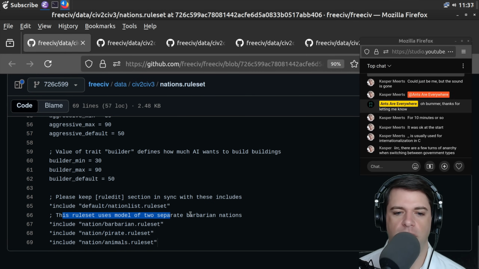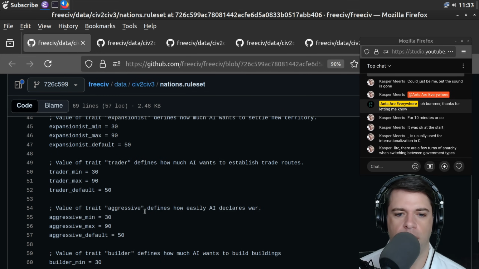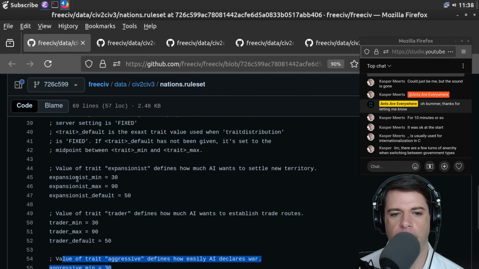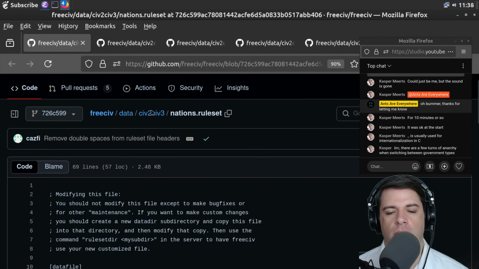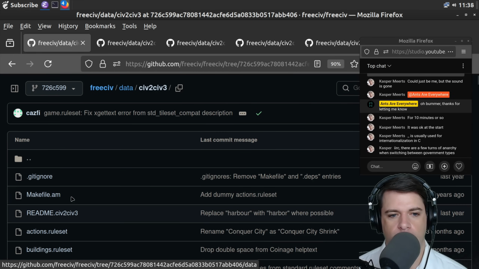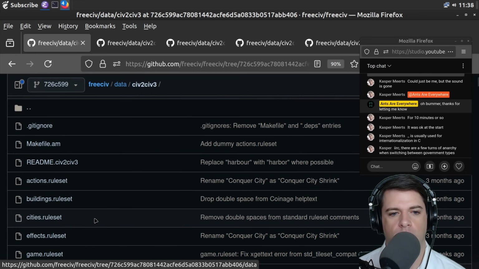This rule set uses model of 2 separate barbarian nations. The value of trait aggressive defines how easily AI declares war. Okay, so that's like AI aggression, trader minimum, expansionist minimum. Let's see. Do we have the nations?